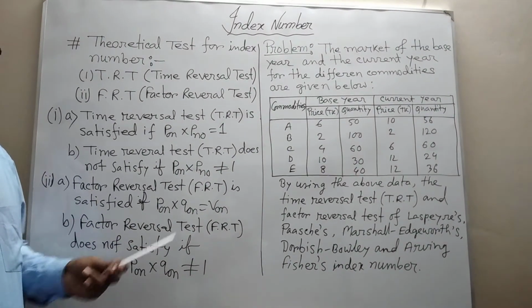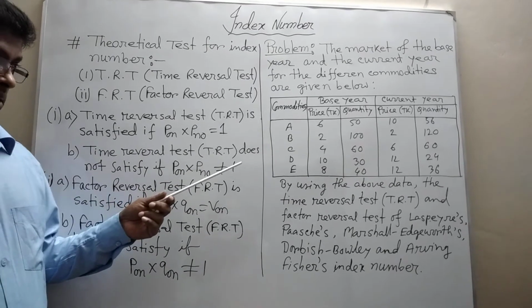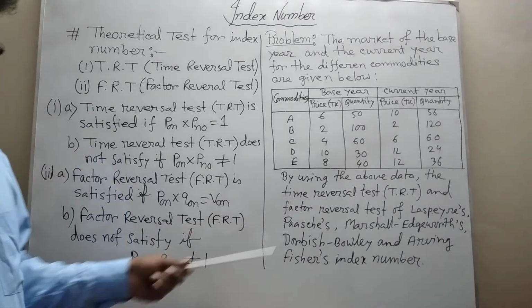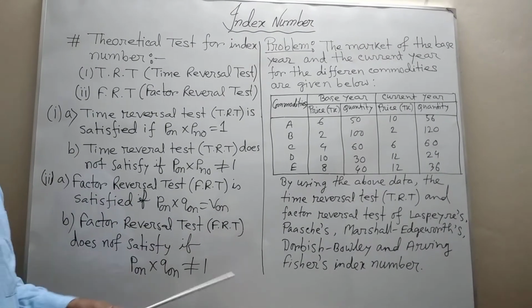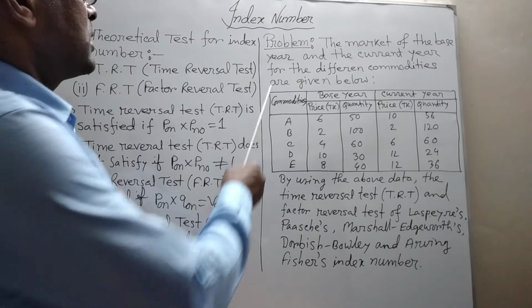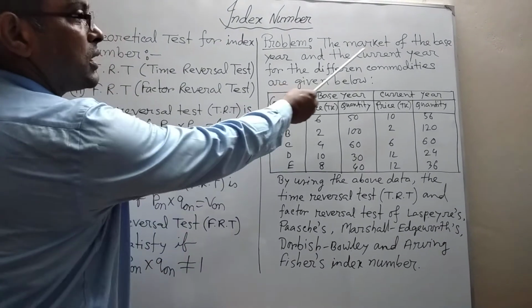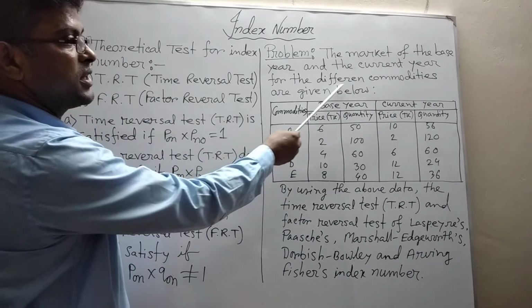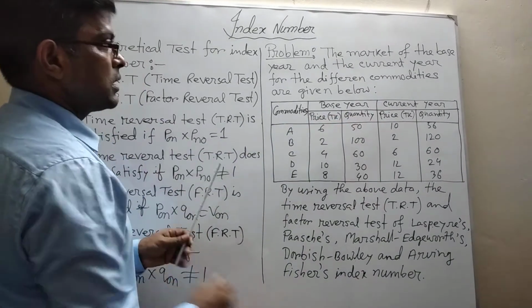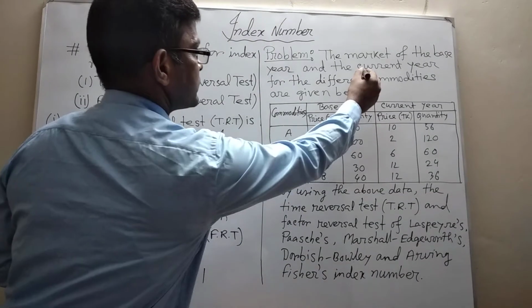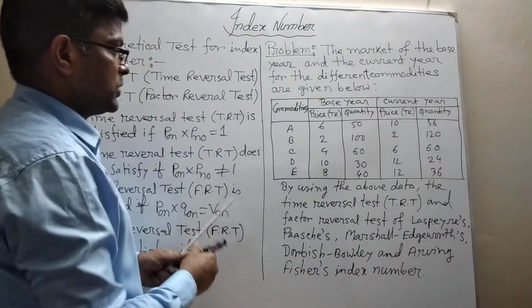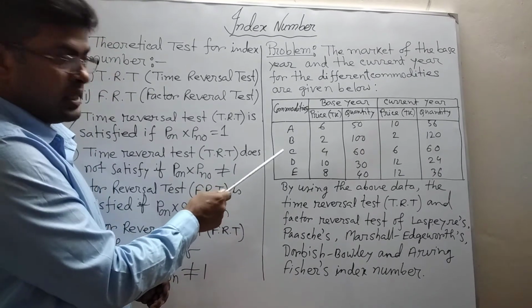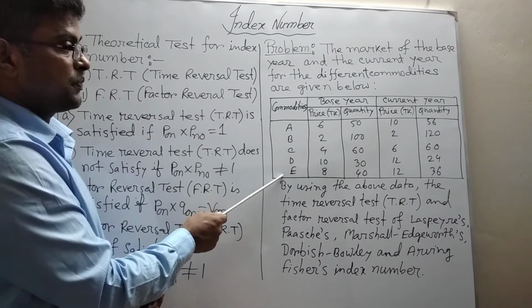Now we can read the problem, then we can apply the tests of various index numbers. Problem: the prices and quantities of the base year and the current year for different commodities are given below. There are 5 commodities: A, B, C, D and E.